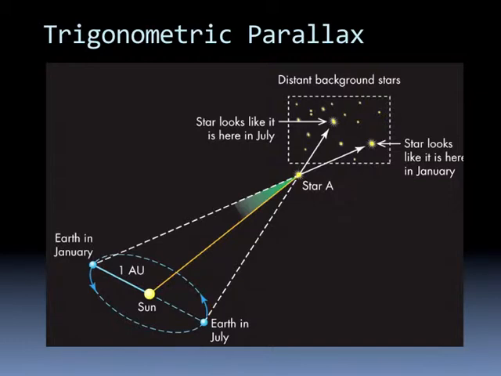So, for example, the stars that are really, really far away will not move depending on where the Earth is around the Sun. They're too far away. But a star a little bit closer will actually look different.